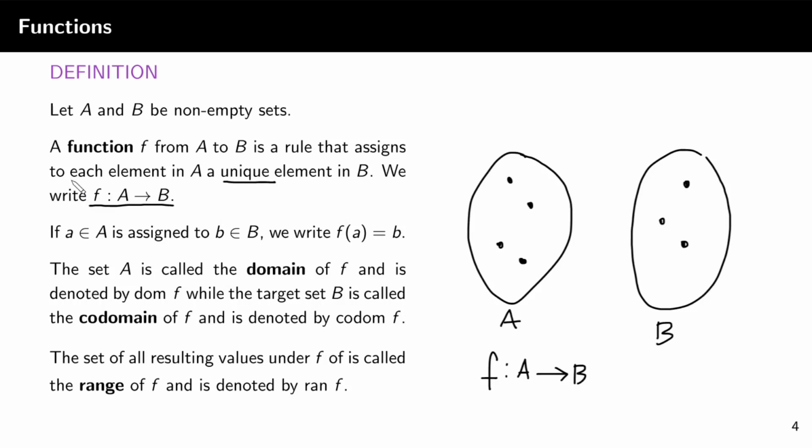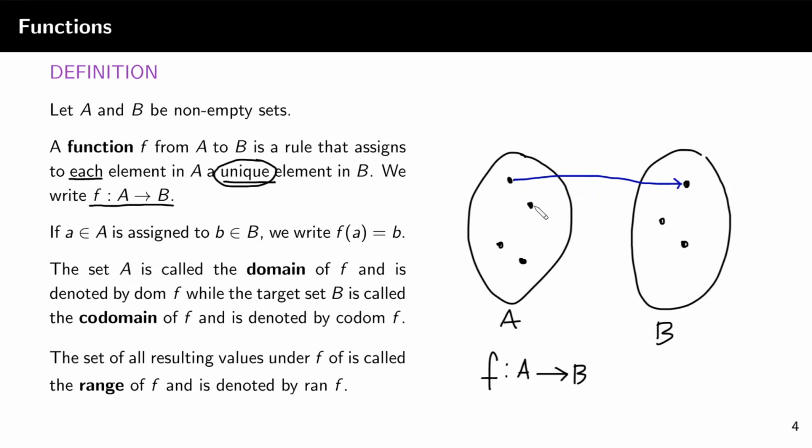So, the keywords here are each. So, each element in A. So, lahat ng mga elements ng A, meron dapat kapartner sa B. So, ilan yung partner ng bawat element ng A? Isa lang. So, dapat unique. So, I'm going to draw one possible assignment or rule. So, pwedeng ito, I will assign that to this element. So, hindi ko siya pwedeng i-assign sa isa pang element. So, kapag ganito, hindi na siya function. Okay?